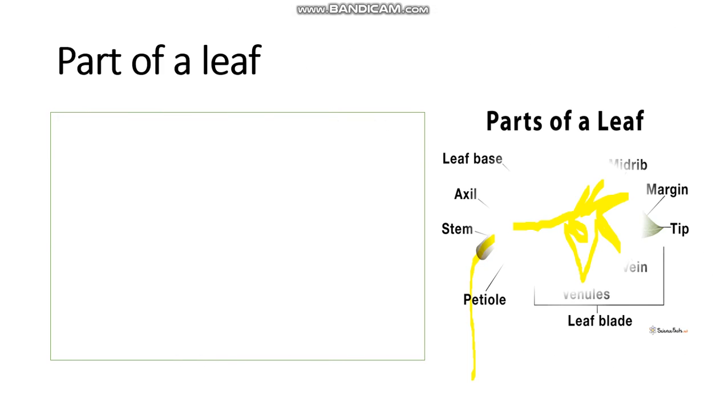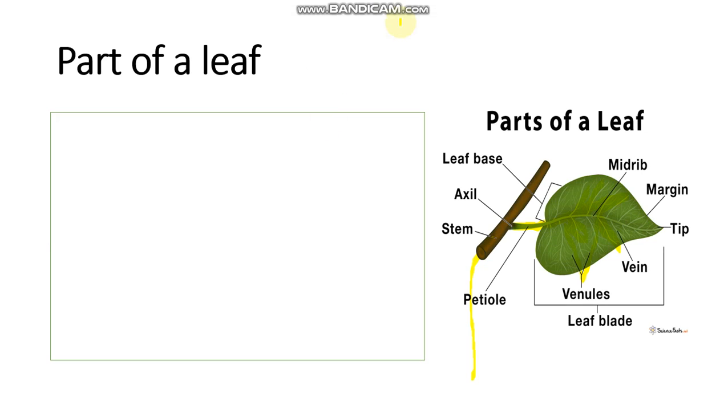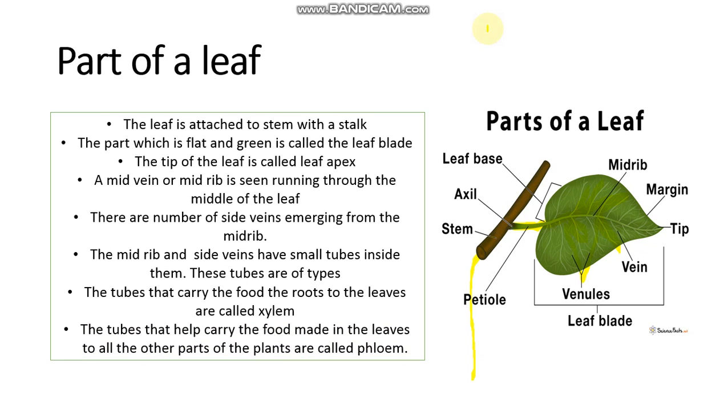Okay, student. And here we are placing the parts of the leaf. I will explain what the parts of the leaf are and what the function of the leaf is, where everything is and how it runs. Everything will be explained here. The main thing to find is the midrib, which is a tube-like structure, and the side veins also have tube-like structures. There is also the leaf blade, the leaf tip, the margin, and the stem attached to the petiole.